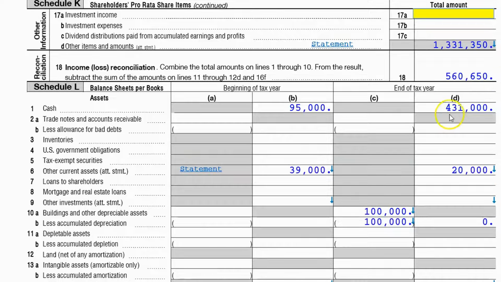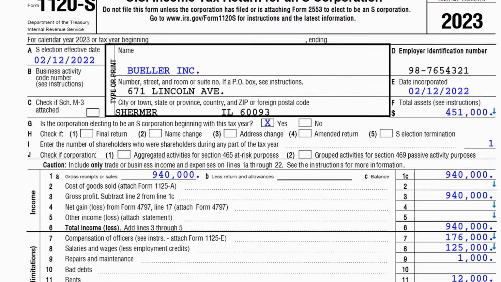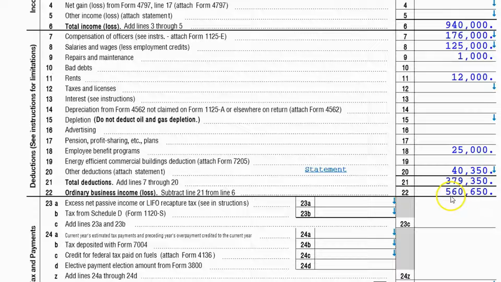Now, another question I often get is, Rob, I have $1 million in our business bank account. Am I going to get taxed on that? And the answer is no, right? So in this case, you notice that $431,000 sits in the bank balance, but let's go back to page 1 here. Their net income is $560,000, and this is what's subject to tax. Again, this S-corp is not going to pay the tax. It's the shareholders that pay the tax on this net income.